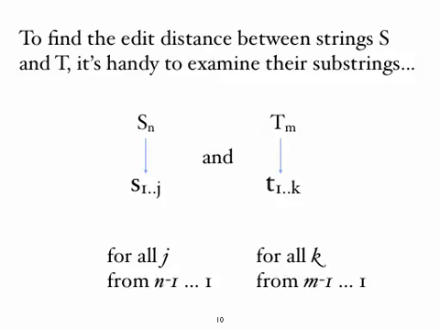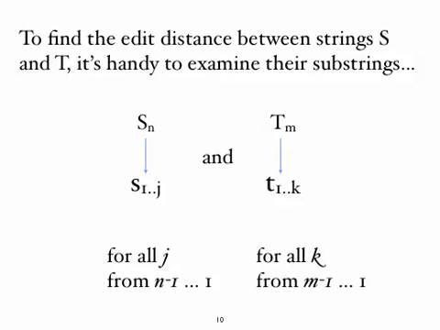Now, these substrings are useful, it turns out, because when we're trying to compute the edit distance between two long strings, it's actually handy for us to break the problem down into smaller components by considering the substrings of the strings we're trying to compare. So if we've got a string S of length n, we're interested in the substrings S1 to j, where j is anything from n-1 down to 1. That is, where the substring is of length 1 less than the original string, all the way down to a substring of length 1 character.